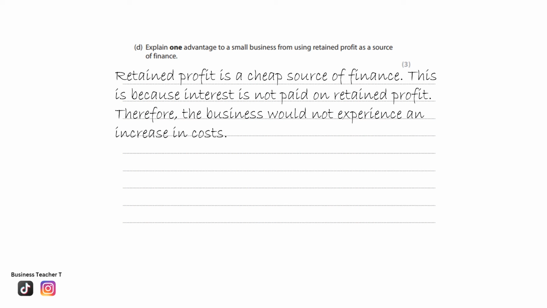A source of finance question. Explain one advantage to a small business from using retained profit as a source of finance. Retained profit is a cheap source of finance. This is because interest is not paid on retained profit. Therefore, the business would not experience an increase in costs.